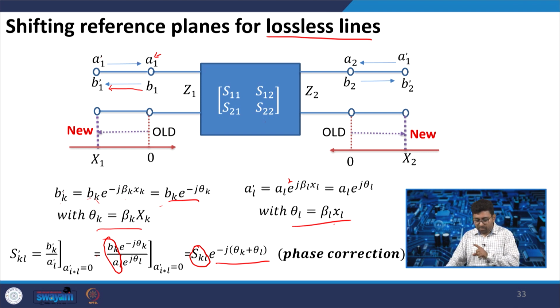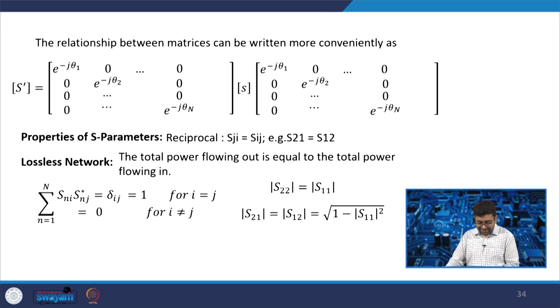And you can also mention the same thing in terms of a matrix. So the relation in terms of a matrix, you can write e raised to minus j theta 1, if it is an n port, then e raised to minus j theta n, then the S parameter of the actual device, and then on the other side there is a change in the reference plane, e raised to minus j theta 1 to theta n. There is only a change in the phase, the magnitude will remain the same.